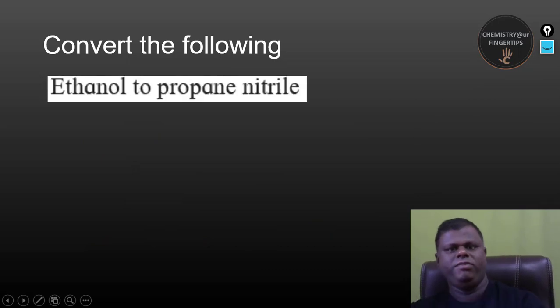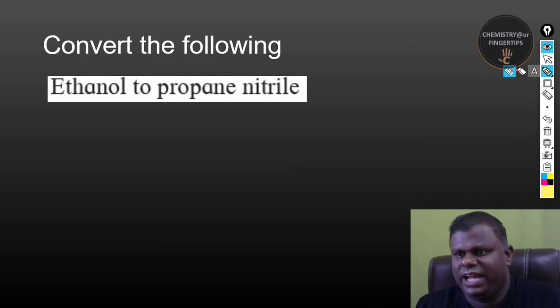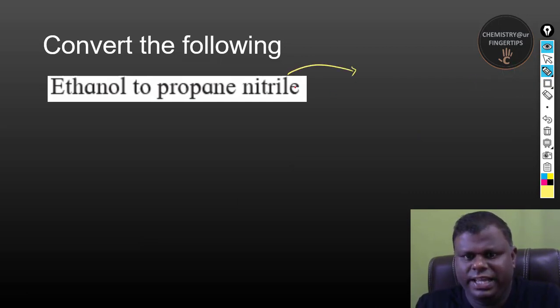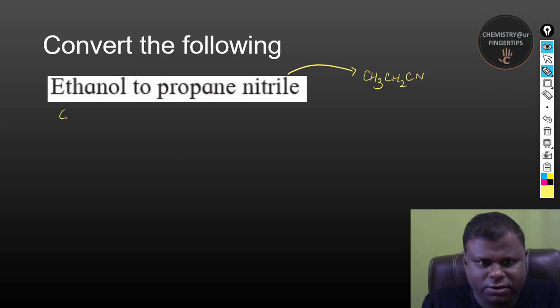Okay. Now we have ethanol to propane nitrile. Nitrile is nothing but a cyanide, right? So how to write the name of this cyanide? You have CH3, then CH2, and a CN. This is propane nitrile, and this is ethanol, which is C2H5OH, right? So let's try to begin this.